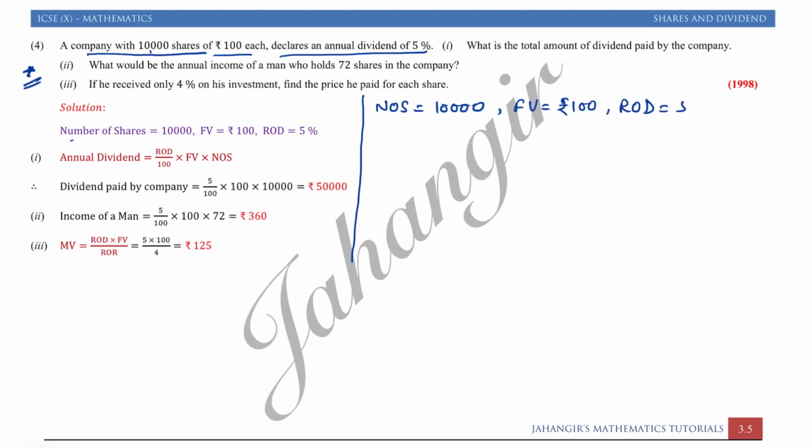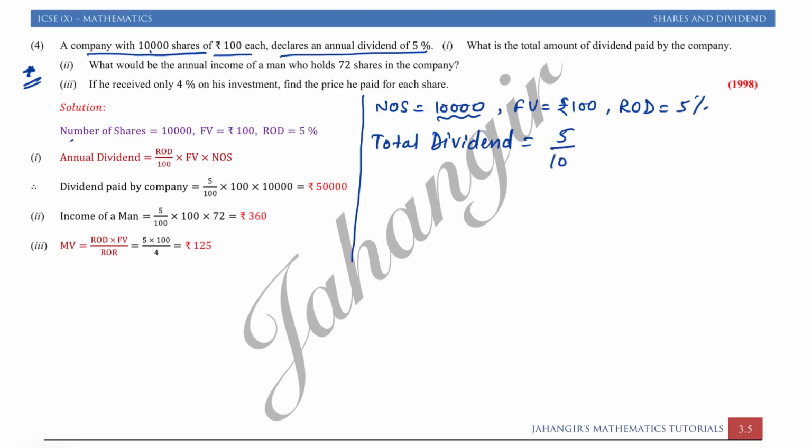ROD is 5%. What is the total amount of dividend paid by the company? So the total dividend paid by the company. We have 10,000 shares, and its face value is rupees 100 and the rate of dividend is 5%. So the company will pay 5% dividend on face value on 10,000 shares.